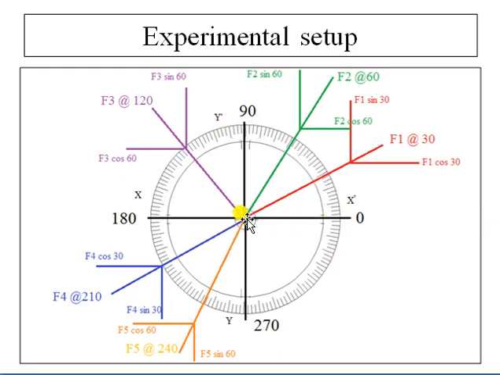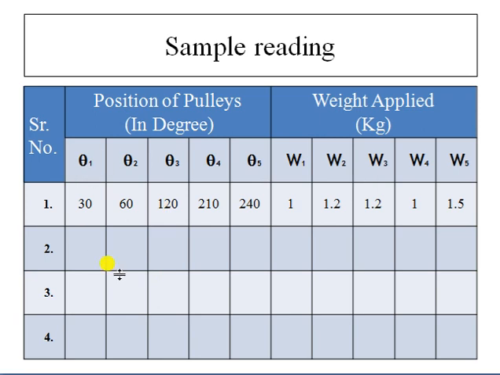Our first reading was force F1 at 30 degrees. The second one was at 60 degrees. The third one was at 120 degrees. The fourth one was at 210 degrees. And the next one was 240 degrees. These are the diagrammatic representation of the sample readings we had taken, as per the arrangement considering the pulley and the ring in equilibrium condition.